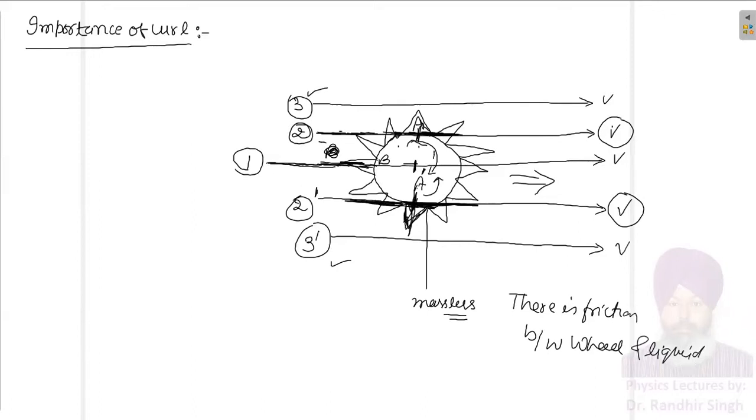Look at this. Kindly look at it carefully. I am now drawing another streamline in between 1 and 2. Let me call this streamline 1A. So now this streamline is passing like this.